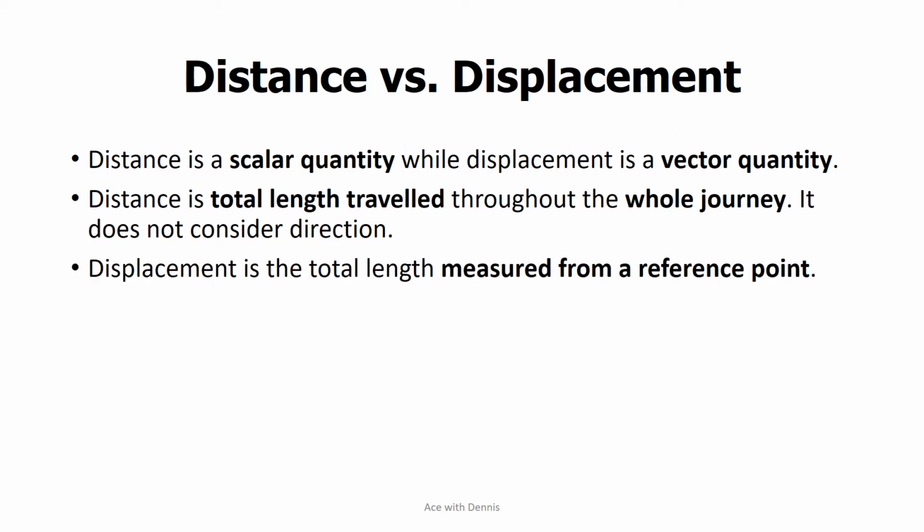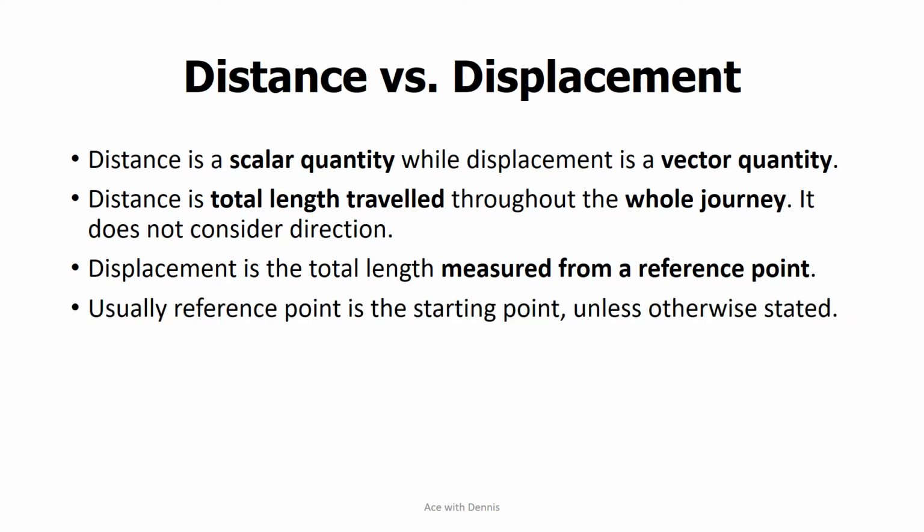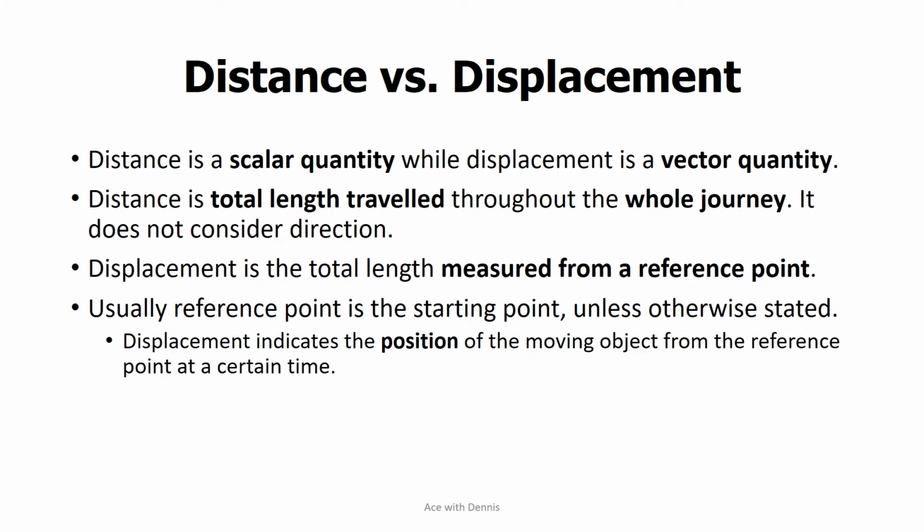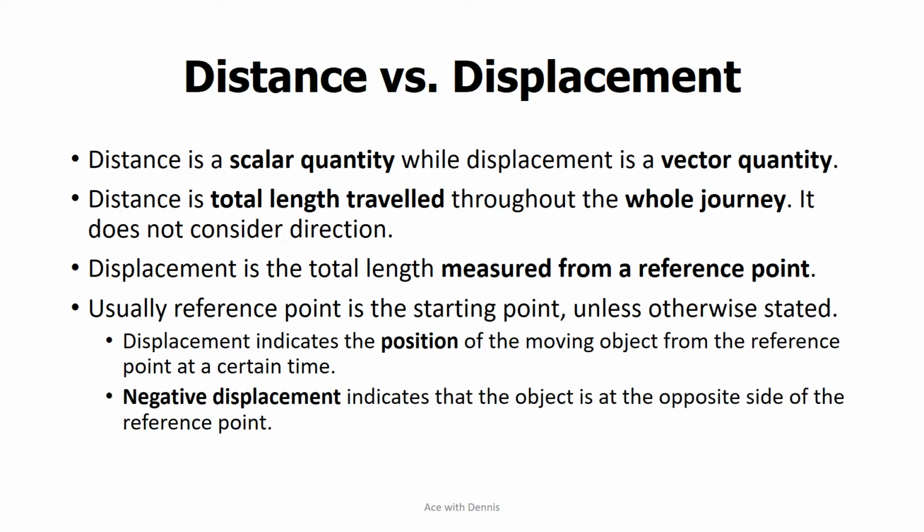On the other hand, displacement is the total length measured from a reference point. Usually, this reference point is the starting point, unless otherwise stated. Displacement indicates the position of the moving object from the reference point at a certain time. Negative displacement indicates that the object is at the opposite side of the reference point.